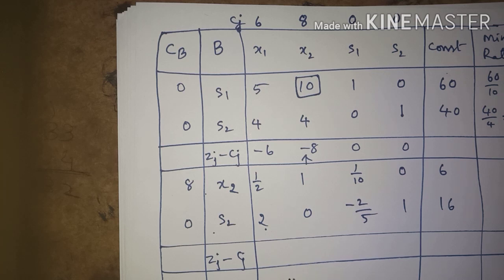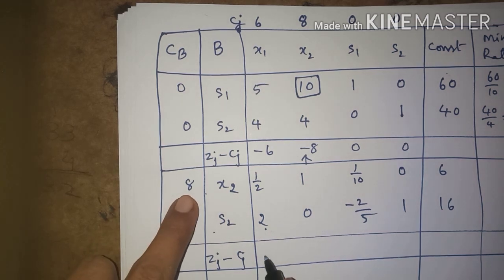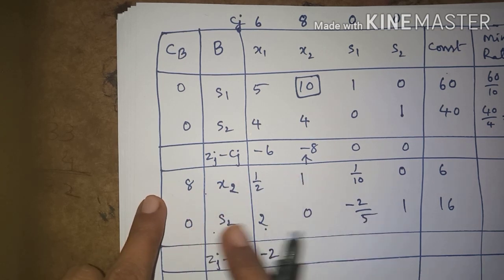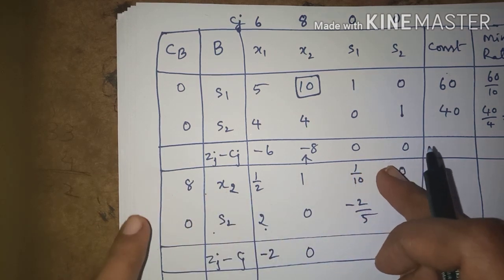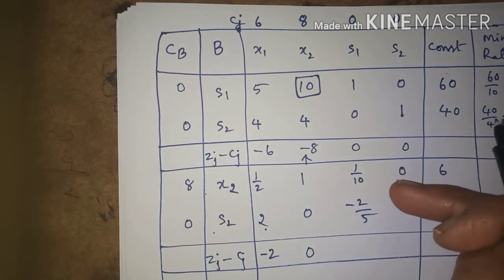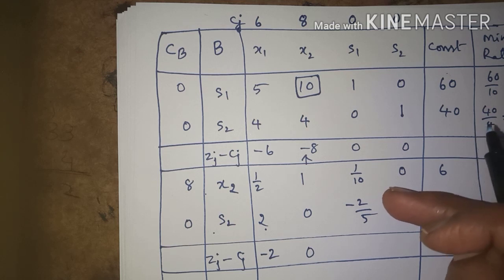4 minus 6 is minus 2. Here 8 into 1 plus 0 into 0 minus 8, 0. 8 into 1 by 10. 8 into 1 by 10 is 4 by 5.